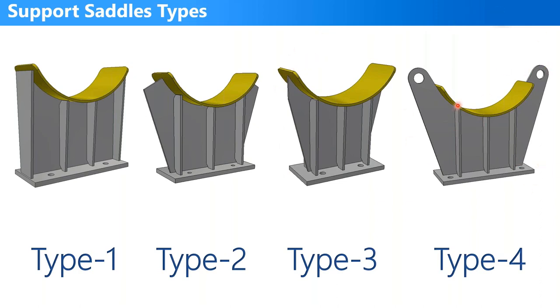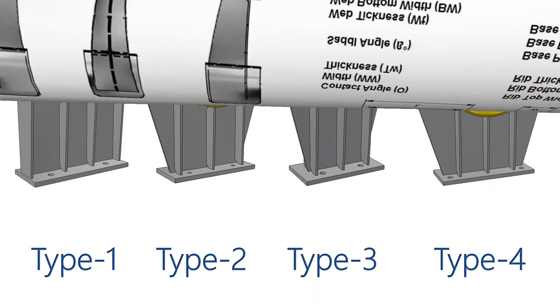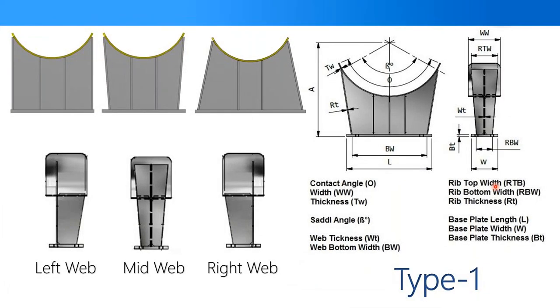The fourth type has a lifting lug, and this type, one of our customers in the USA asked us to add because it is usually used in heat exchangers. They lift their heat exchanger by using this type of saddle. Okay. And each type of those has three different cases. The first case, the web in the middle.